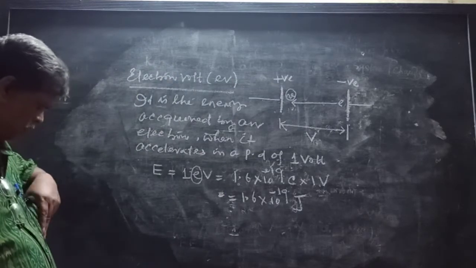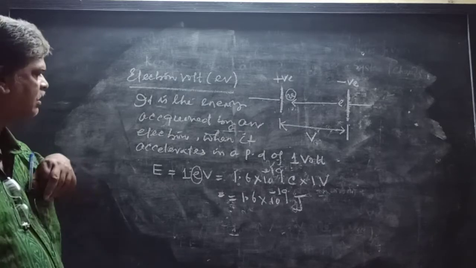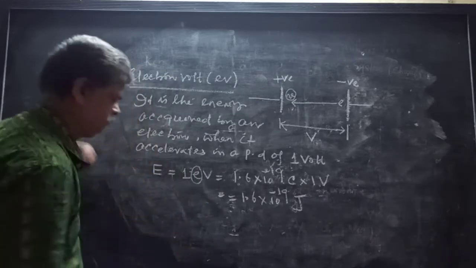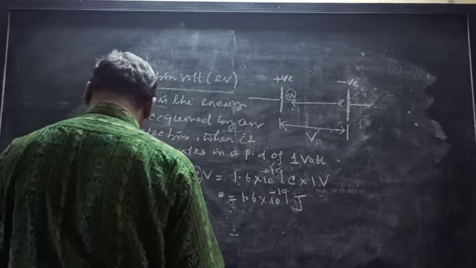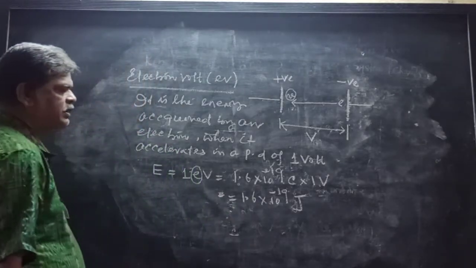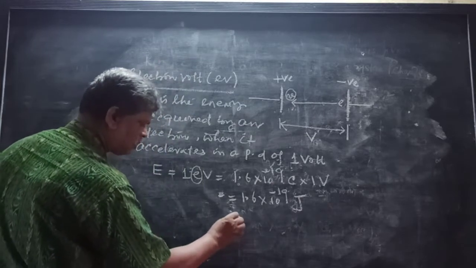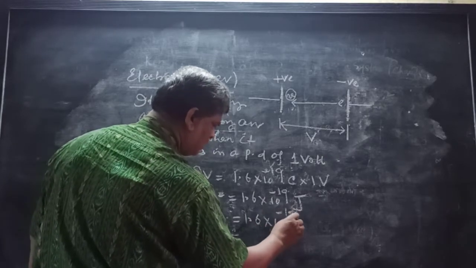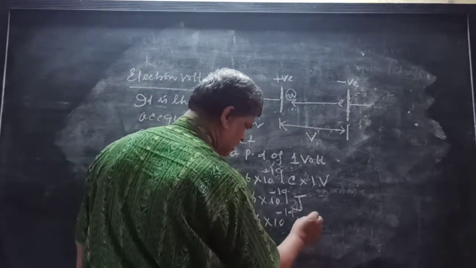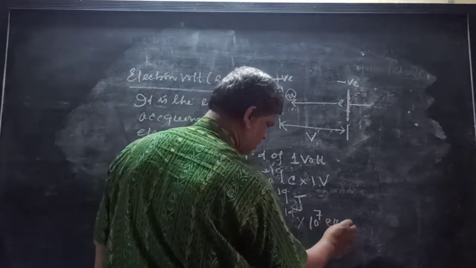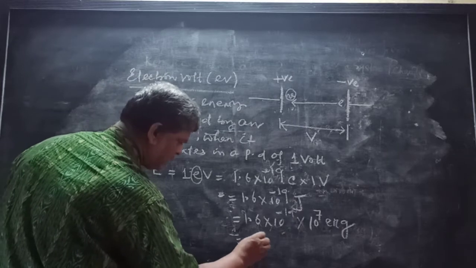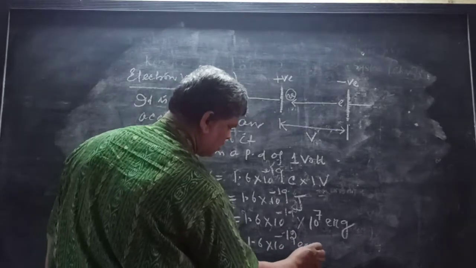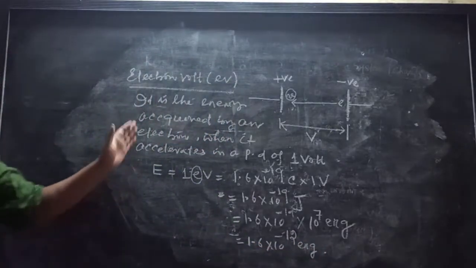Clear? This is your electron volt. So if I convert, 1.6 into 10 to the power minus 19 joule, and 1 joule is 10 to the power 7 erg, so this is equal to 1.6 into 10 to the power minus 12 erg. So this is the electron volt.